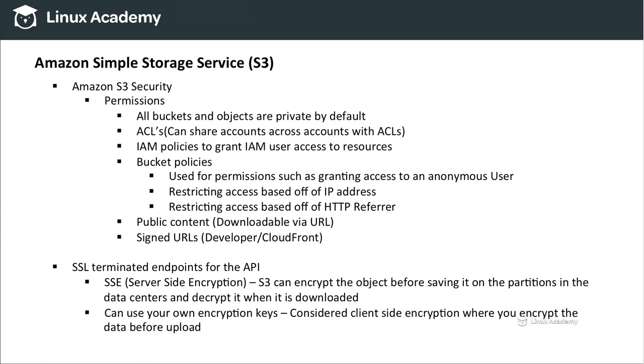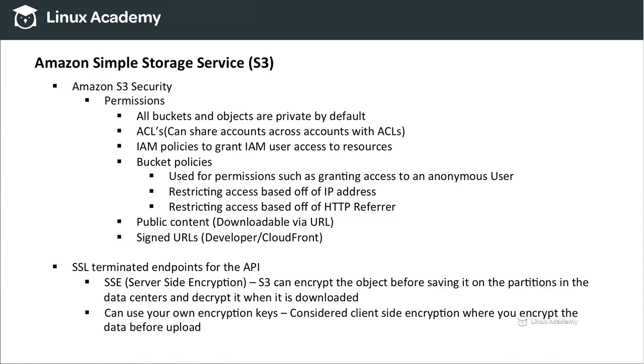So Amazon S3 also has server-side encryption. With Amazon S3, we can encrypt an object. We can specify S3 to encrypt the object before it saves it on S3 partitions in its data centers. And then whenever we go to download the object, Amazon S3 will automatically decrypt it for us and download it. So it's being stored encrypted at rest.